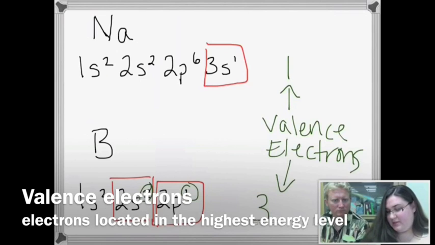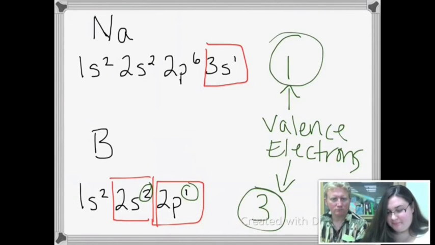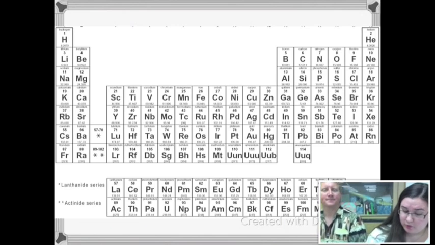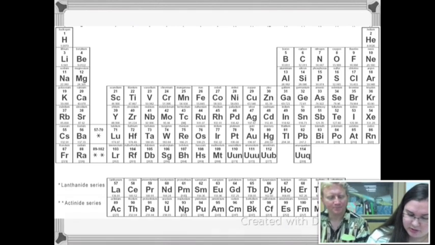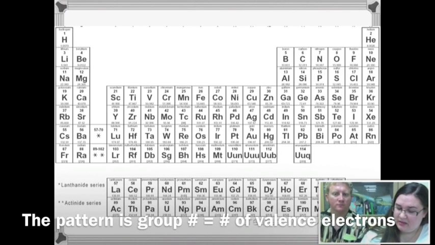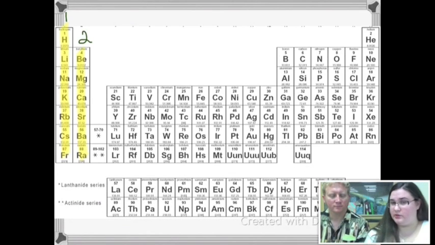So that's what you should have gotten out of your engage. Okay, so you may have actually started to recognize a pattern as you traveled across the periodic table. You start to see that all of group 1 has 1 valence electron, and all of group 2 has 2 valence electrons.